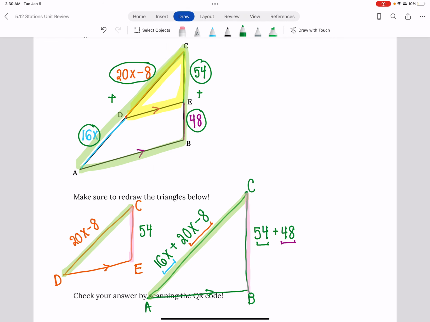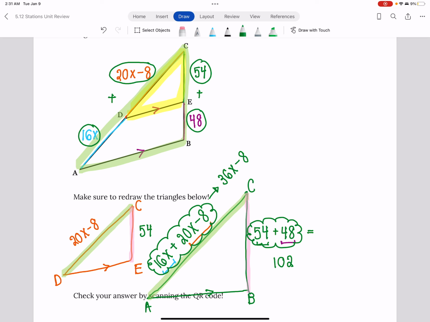So what I want to do over here is to combine some like terms. So I see 16x and 20x can be combined. So I'm going to do that first before I set up any of the proportions. That gives me 36x minus 8. And also I can combine these numbers here, and that gives me 102.